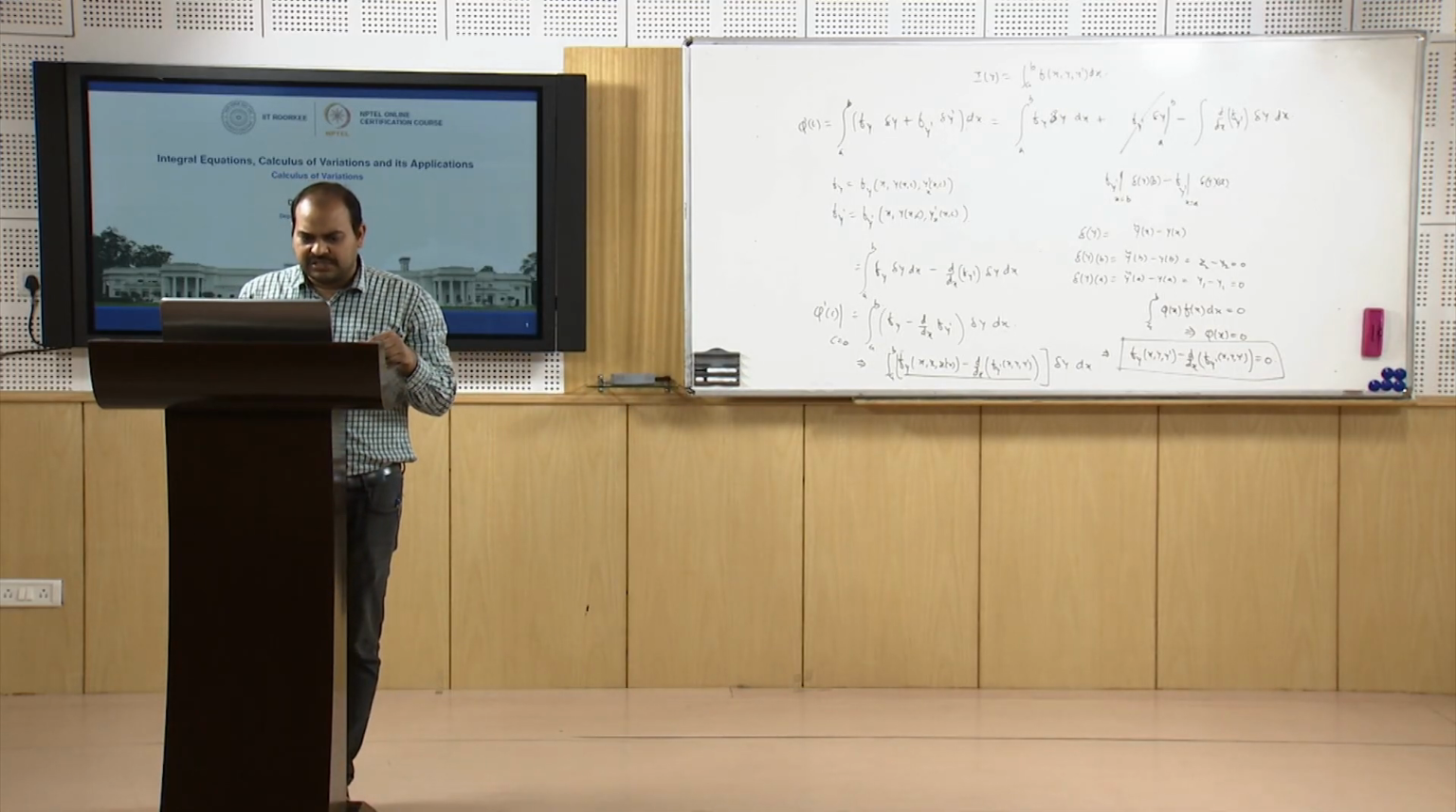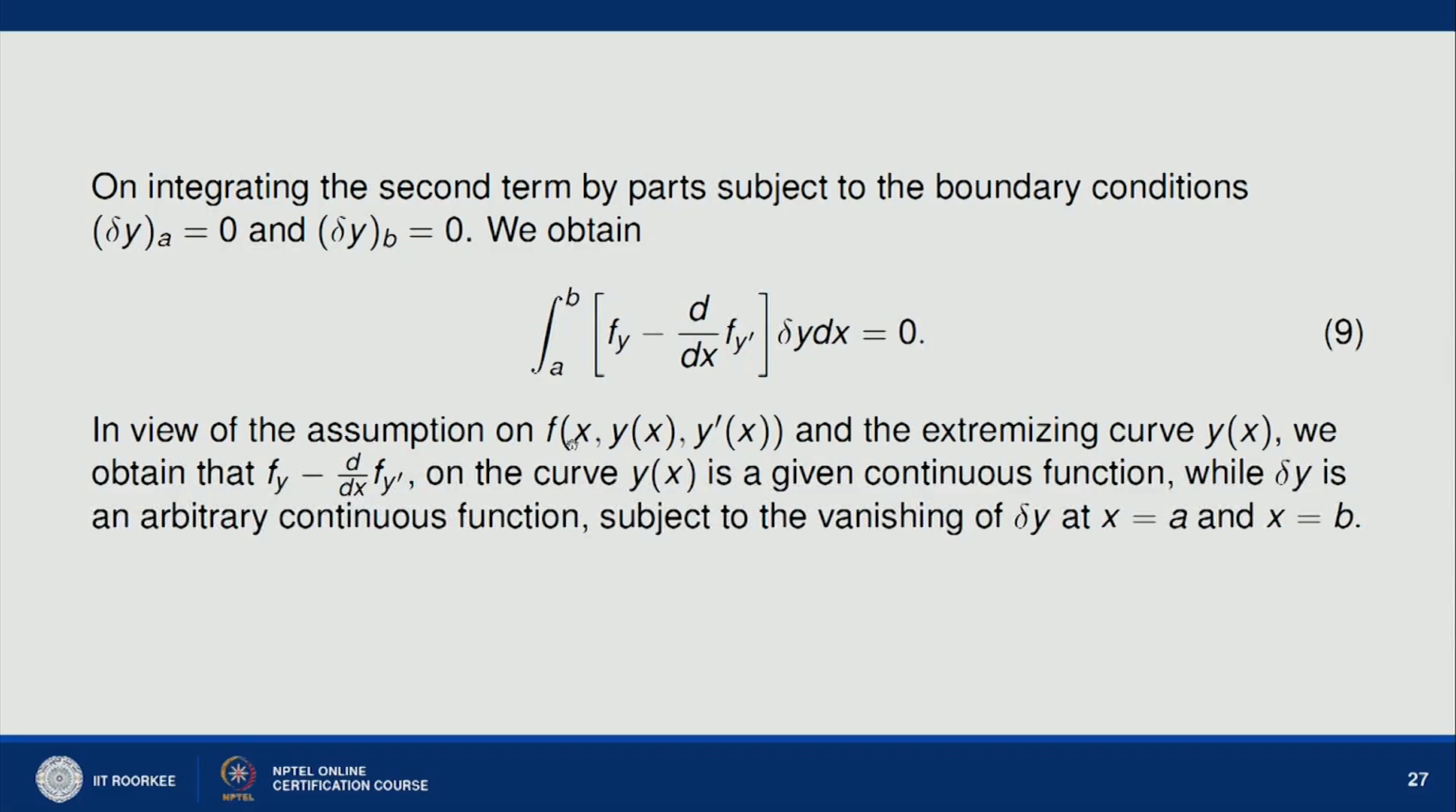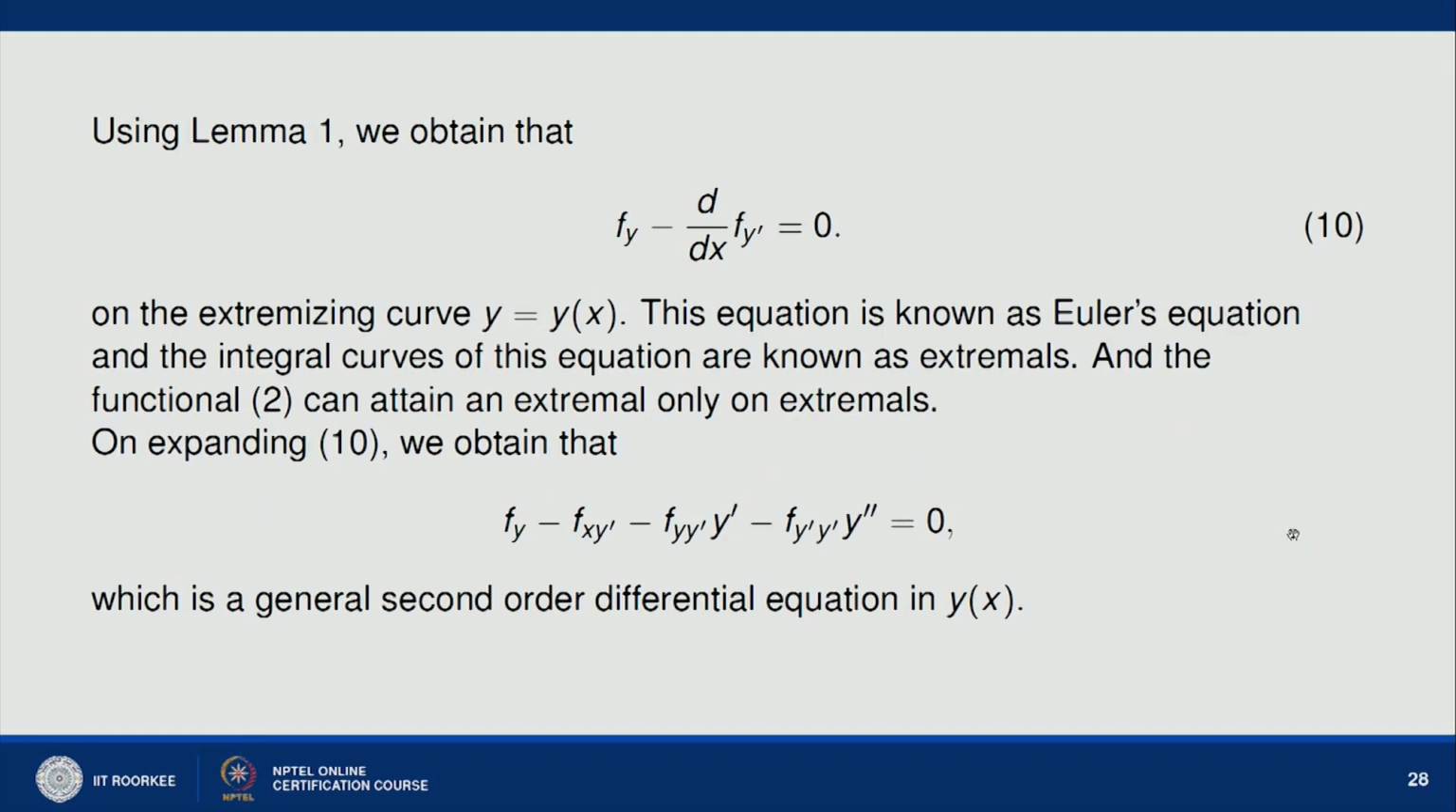So, this we have just achieved: in view of the assumption on f(x, y(x), y'(x)) and the extremizing curve y of x, we obtain that f_y minus d/dx f_y' on the curve y of x is a given continuous function, while delta y is an arbitrary continuous function subject to the vanishing of delta y at x equal to a and x equal to b. So, we can apply the lemma and we can say that f_y minus d/dx f_y' is equal to 0 on the extremizing curve y equal to y of x. So, it means that if y equal to y(x) is an extremizing curve, then it must satisfy this equation, which is known as Euler equation.